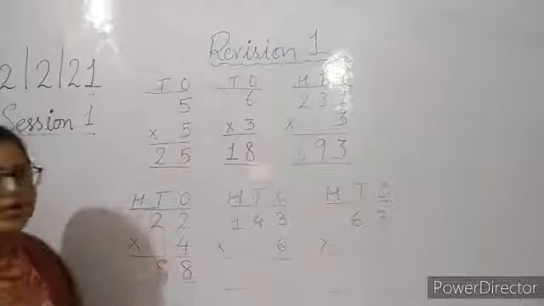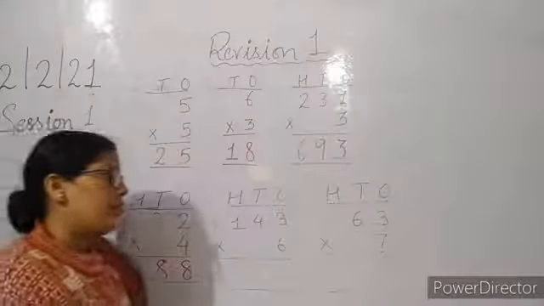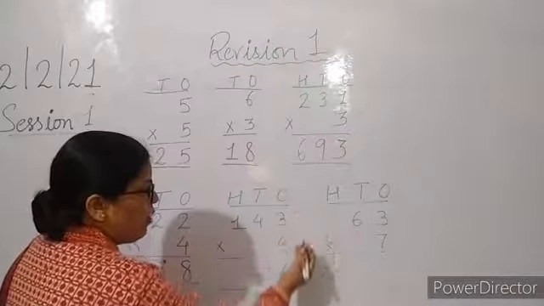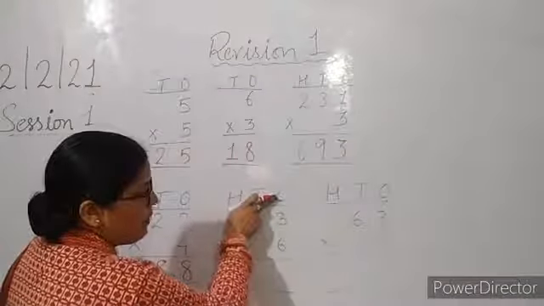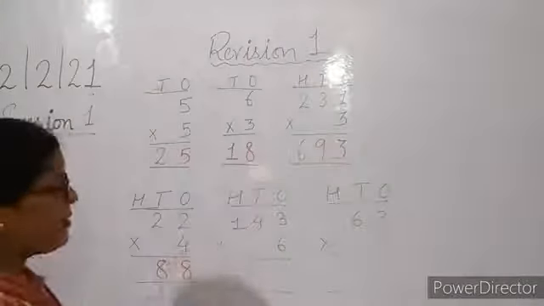The answer is 88. Okay. Now here we have to multiply a 3 digit number by a 1 digit number. So we'll begin from the right side. First we'll multiply the number with the ones place digit, that is 6 multiplied by 3. So what is 6 threes?